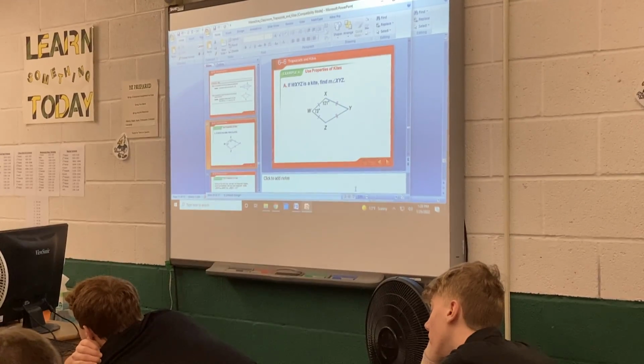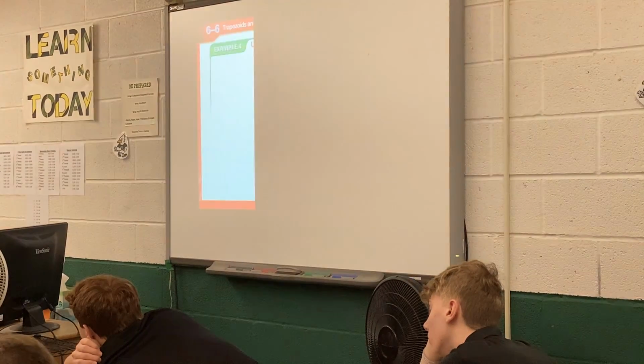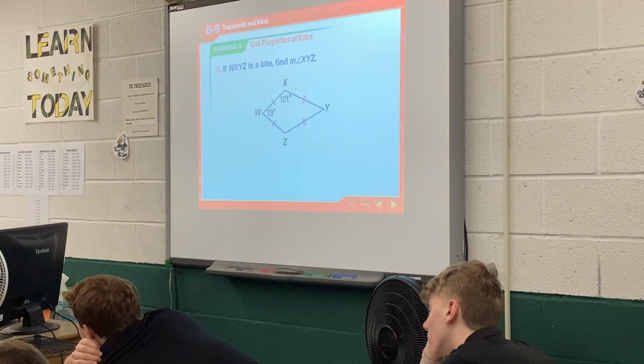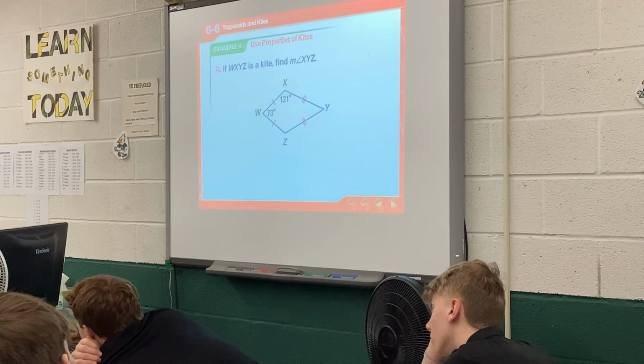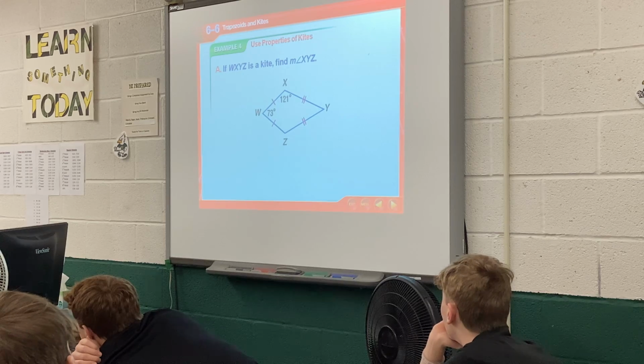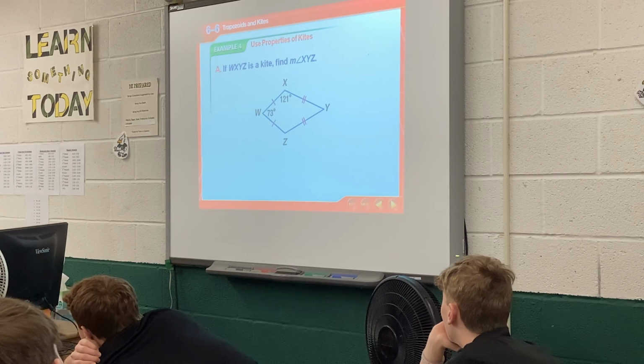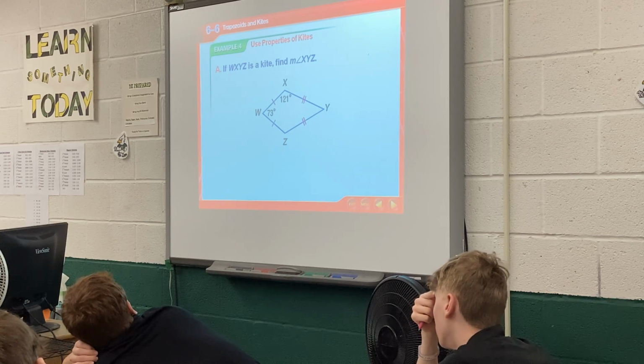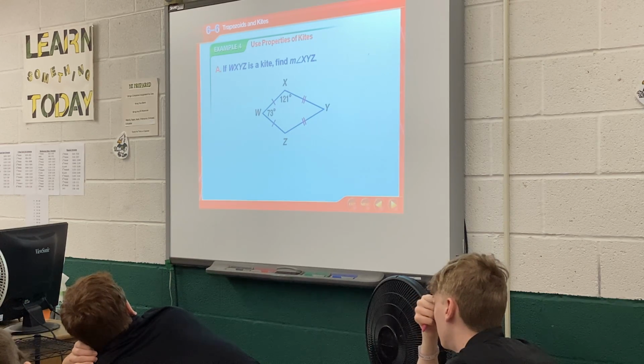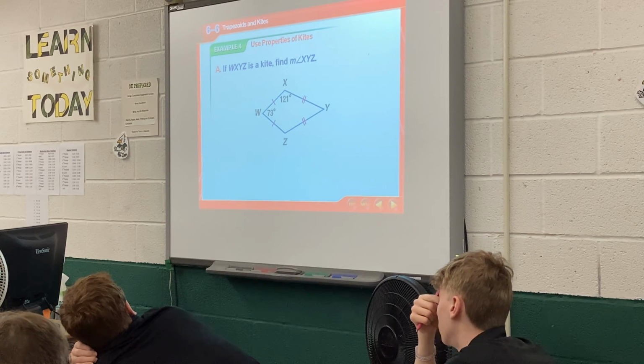And then we get to our kite. So here's my kite. WXYZ is a kite. Find the measure of angle XYZ. So again, where's XYZ? It's to the right, right? XYZ is the angle way to the right. So what is congruent? Do we have another 121 degree angle, or do we have another 73 degree angle? 121, right? It's always the one in between my congruent sides.